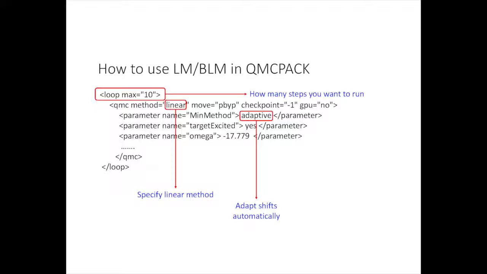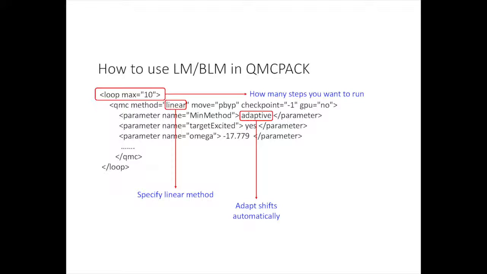So the next question is how do we actually use linear method or block linear method in QMCPACK? It's actually extremely simple to use. The wavefunction optimization can be built in this block called loop, and then you use this max number. You specify how many steps you want to run in this max number here. I specify 10 linear method steps, but to be safe and make sure you have converged, you probably need to run like 20 or 30.